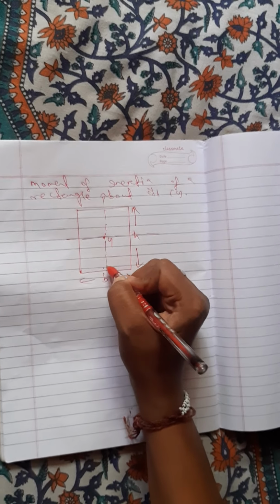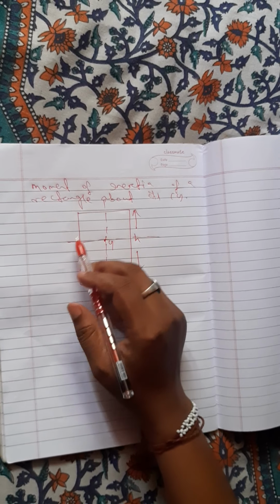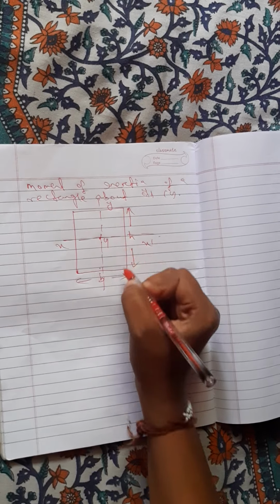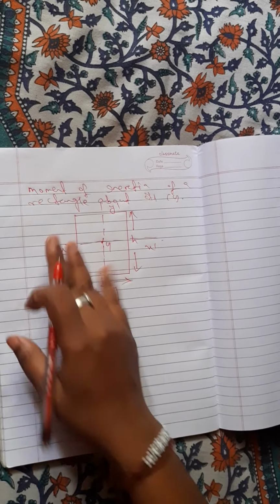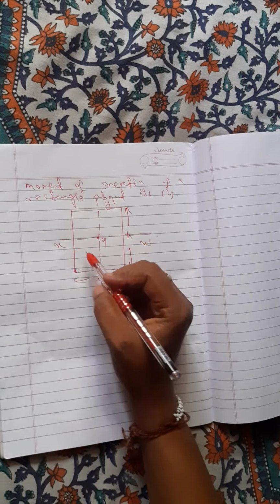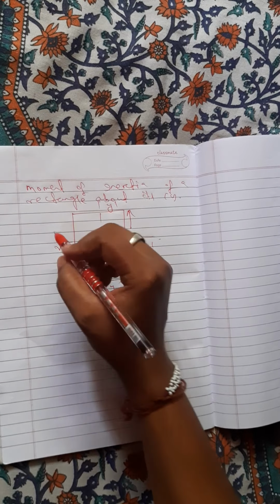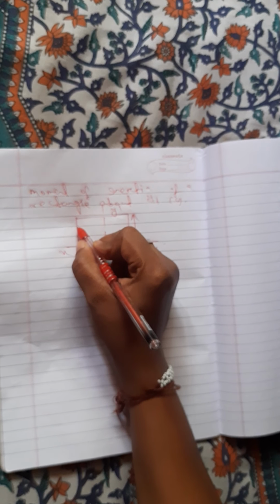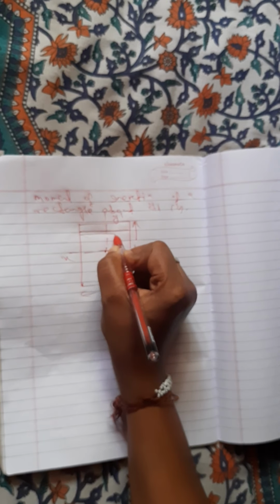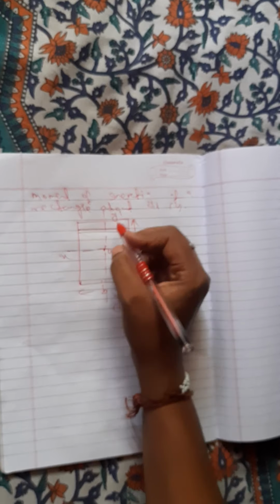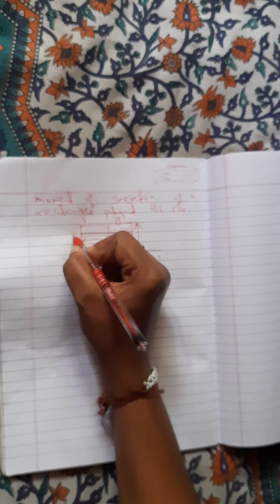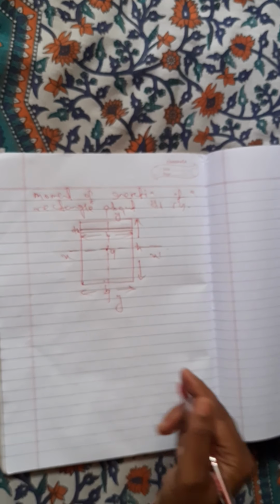So let's draw the axes about CG. This is the x-axis and this is the y-axis. First we will calculate the moment of inertia about the x-axis. To do this, we have to divide this rectangle into thin strips. Let this be a thin strip, whose width is b and thickness is dy.